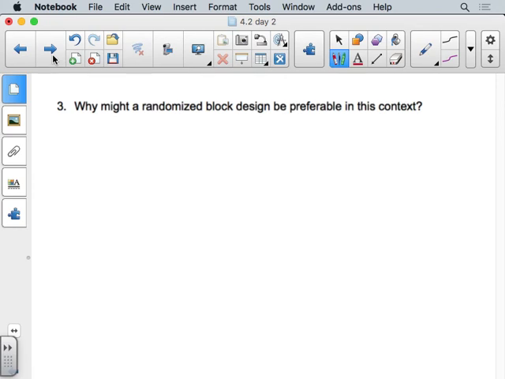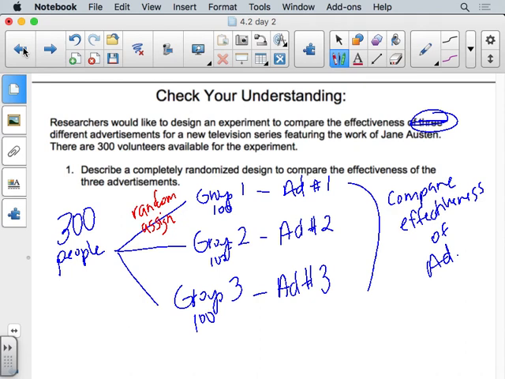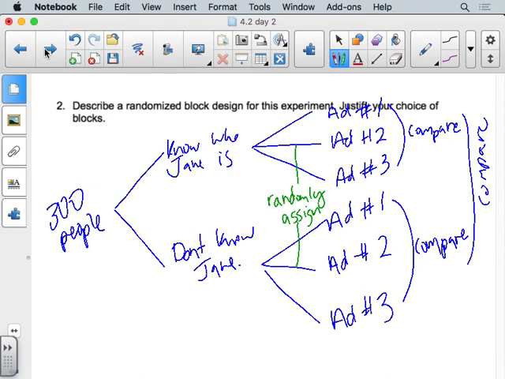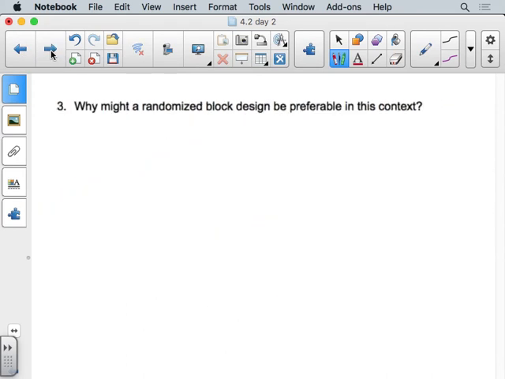It's always going to reduce the spread, the variability of the advertisement, because on this top one, I might have accidentally got a lot of people who knew who she was in this group just by randomly splitting them. And maybe a lot of people didn't know her in group 3. So why might randomized block?